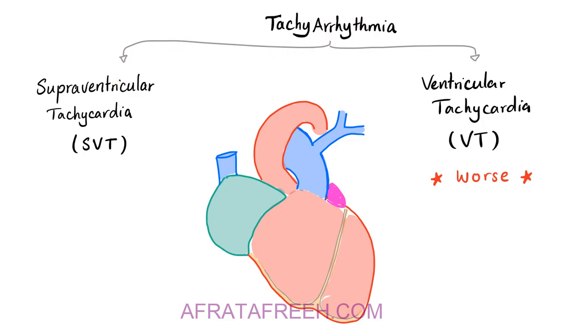We divide them into two things: supraventricular tachycardia, above the ventricle, because the atrium is above the ventricle. So basically this is atrial. Ventricular tachycardia is ventricular. Of course, this one is worse because your ventricle is way more important than your atrium.